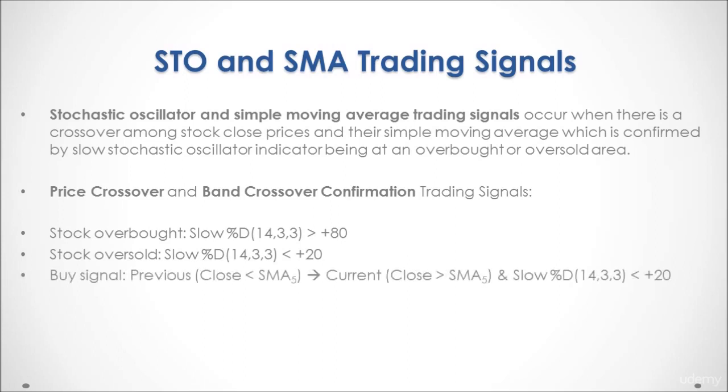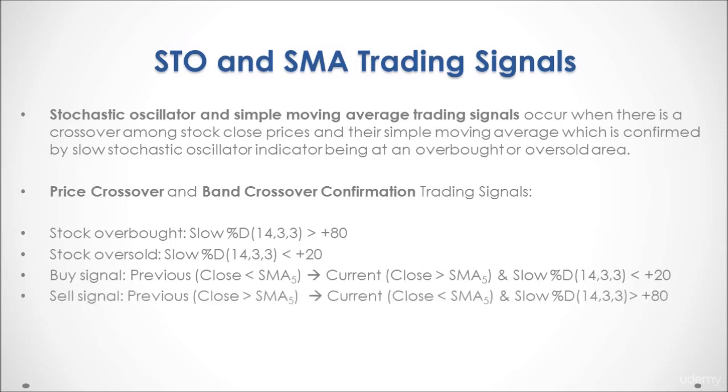20. Therefore, we have a buy signal if the previous close was less than the simple moving average, and then the current close is greater than the simple moving average, and this is confirmed by the slow stochastic oscillator being below 20. On the other hand, we have a sell signal if the previous close price was greater than the simple moving average and the current close price is less than the simple moving average, and this is confirmed by the slow stochastic oscillator being above 80.